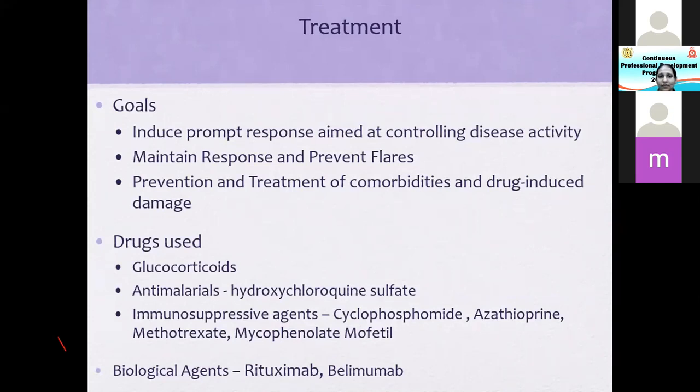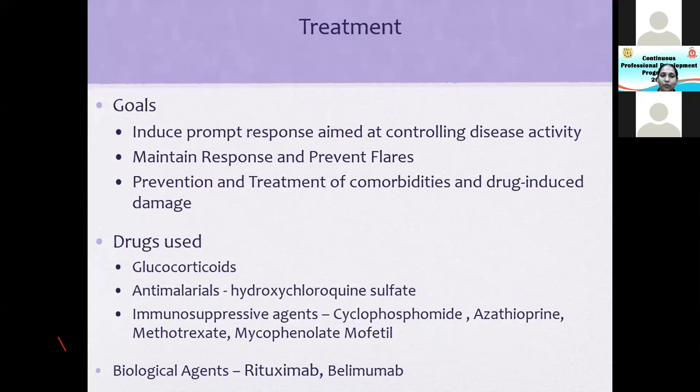Now, what are the drugs that are used? The glucocorticoids are still the mainstay of treatment in acute attacks in SLE, and it is very important to know, we use this to treat the acute attacks, and once the patient goes into remission, these have to be tapered off and stopped.